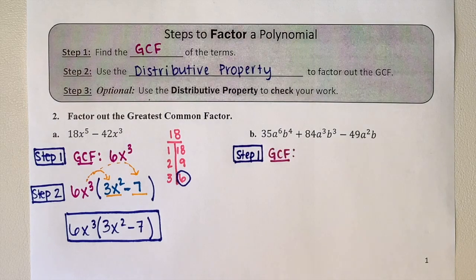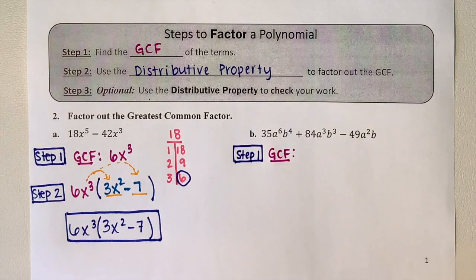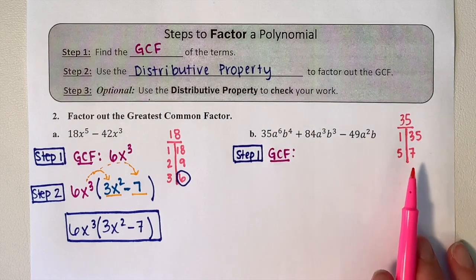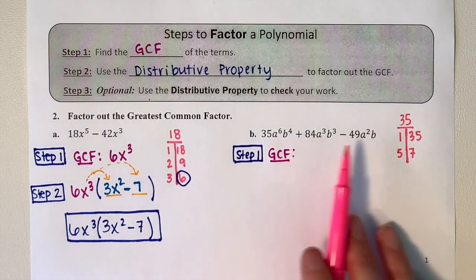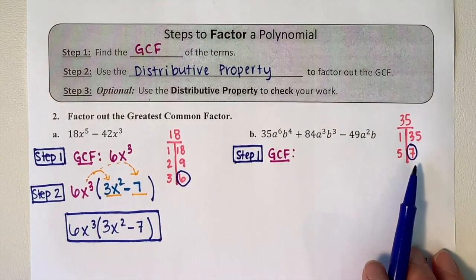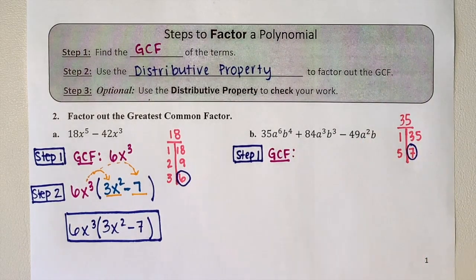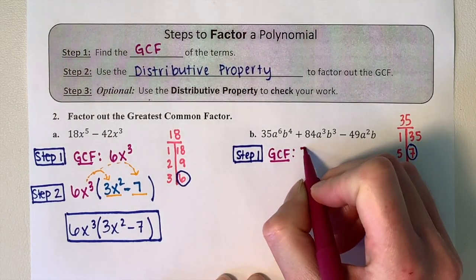Step 1, we want to find the greatest common factor of these three terms. To start, let's look at the coefficients 35, 84, and negative 49. And let's pick the smallest coefficient, which is 35. And let's list all of the numbers that multiply to give us 35. Now, what is the largest of these numbers that also multiplies evenly into 84 and 49? That would be 7, because 7 times 12 gives us 84, and 7 times 7 gives us 49. So to start writing our GCF, we'll write 7.